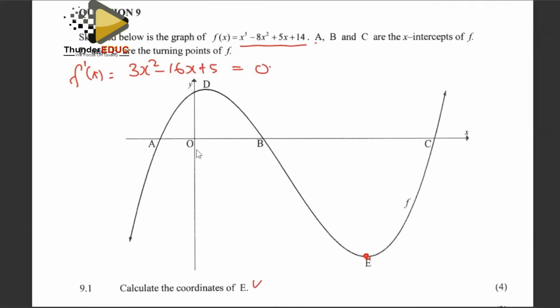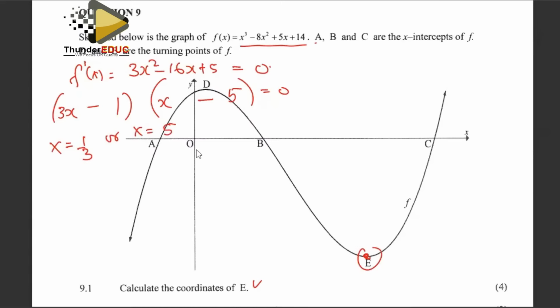When I use my brackets, we have a 3x and x. For us to get a 5, it's just going to be a 5 and a 1. Let's use negatives everywhere. So meaning that x can be 1 over 3, or x can be 5. But we're seeing that E is basically on the right-hand side, which is the positive side of the graph. So the 5 will favor it.